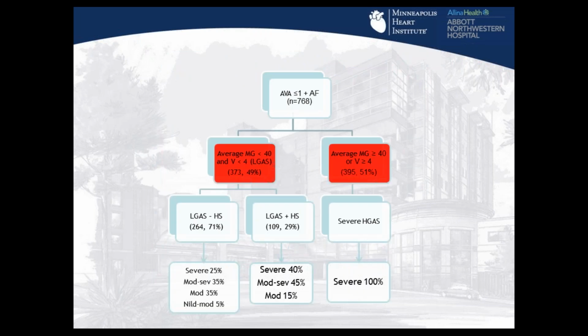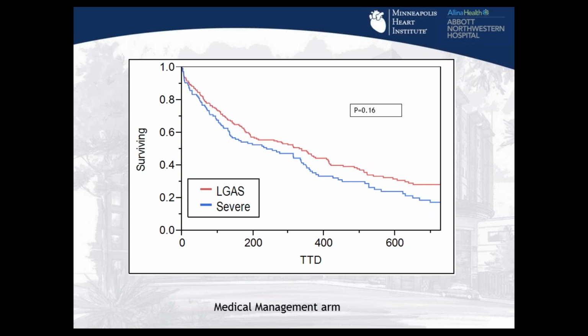So let's see if the outcome is really different, since we're calling these patients differently in the report. We look first at these groups in red here, low gradient AS and high gradient AS, with AFib. Essentially the outcome was the same. This is on medical management. If you don't operate on these patients, they do very poorly long term. There was no difference in outcome.